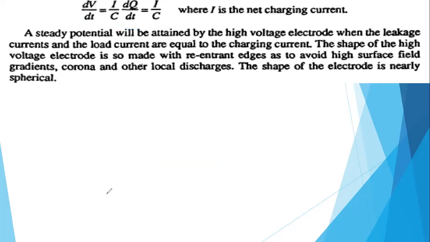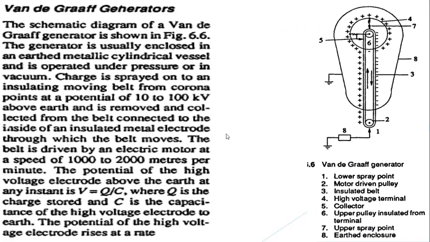Van de Graaff generator. Simple, no other point. In the previous section you understood the Van de Graaff generator, which can generate 10 to 500 kilovolts, and at present up to 50 megavolts could be generated. Mainly we have two electrodes, a high voltage electrode and a low voltage electrode, and the DC supply is applied to the lower spray point, which will be driven by the motor to rotate the belt.